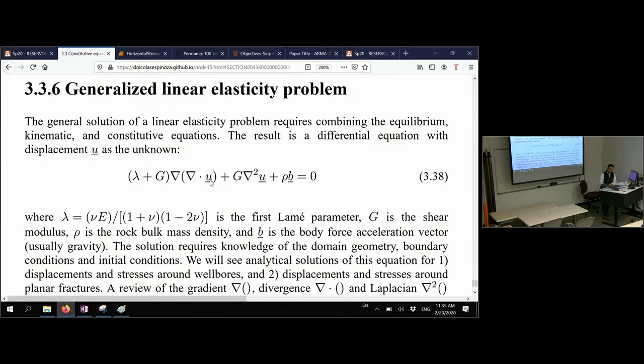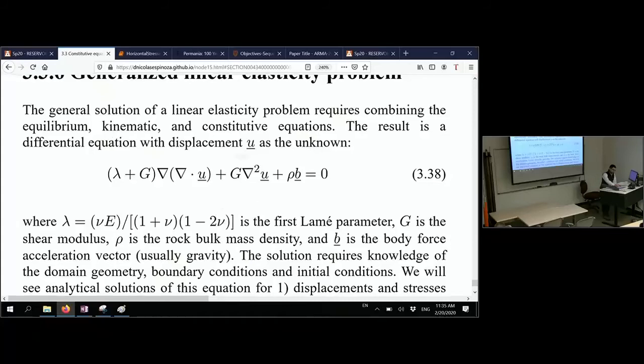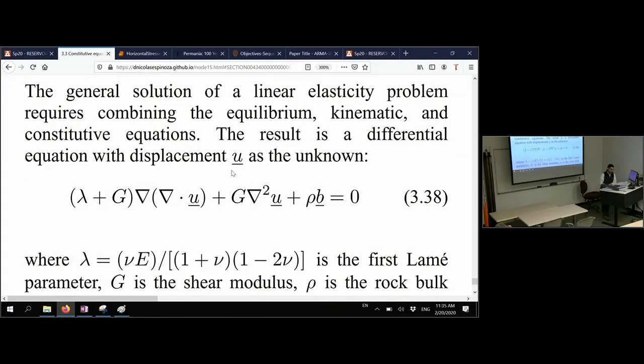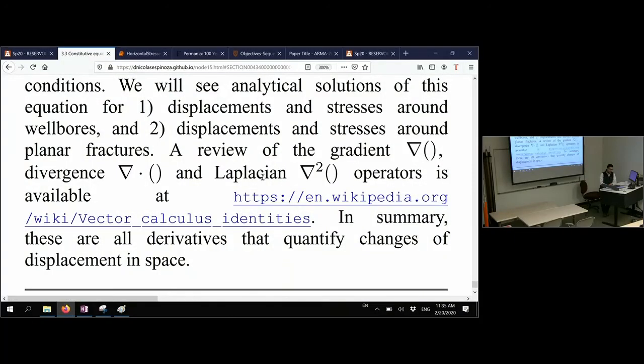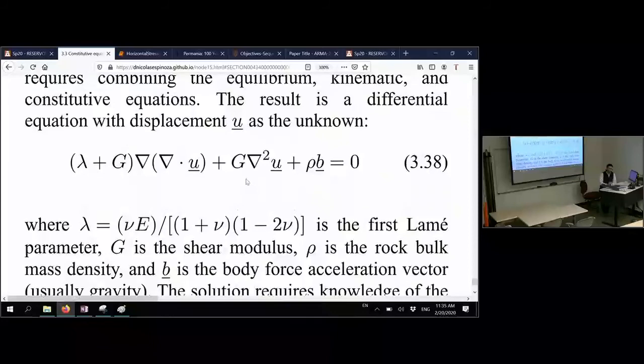where our unknowns are displacements, which are these vectors u, and these inverted triangles are just derivative functions, the Laplacian operator or the gradient operator. Don't worry about that. If you want to know more about that, just check this link on Wikipedia, and you'll see what they are. But I'm not going to take this in a test. Don't worry. I just want you to know that this is a differential equation that puts all of those equations together.